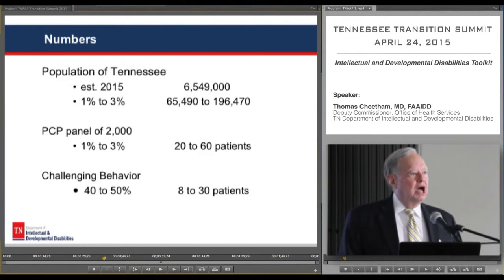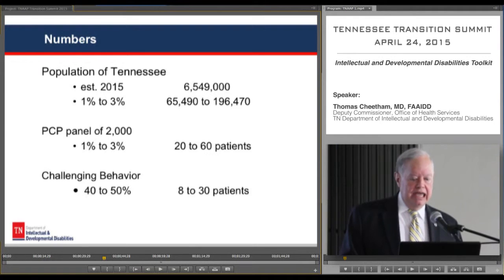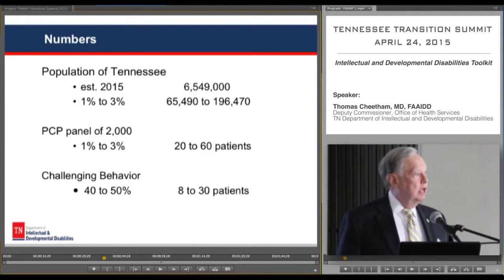What's the size of what we're facing in Tennessee? There's an estimate of our population. If we take between 1% and 3%, we're looking at between 65,500 to almost 200,000 people. If we assume a PCP panel of 2,000, that's 20 to 60 patients I might have in practice. And if I think about challenging behavior, I'm only going to see 8, at most 30 patients. I'm not going to develop a lot of expertise in my practice if I haven't had training before I'm in practice.